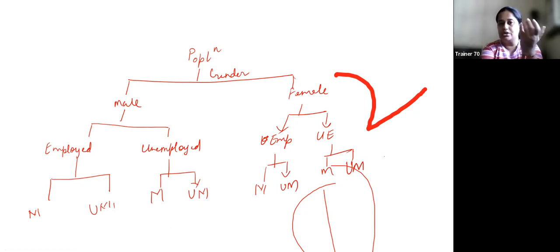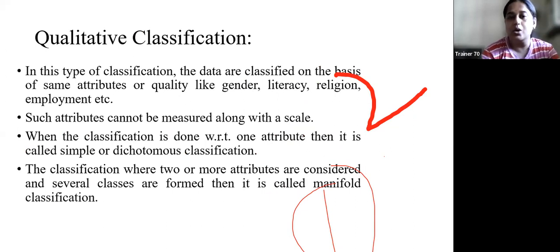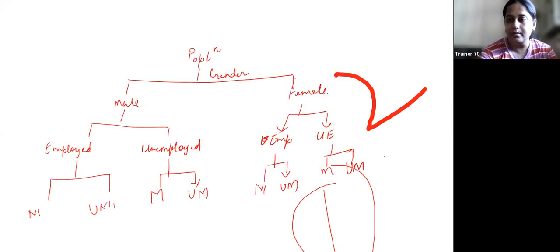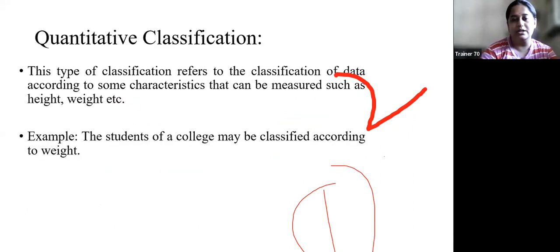First of all, you had a population. We divided it on the basis of gender, meaning we classified it on the basis of gender, male and female. Then on the basis of employment, we again grouped them as employed and unemployed. Again, we classified the data on the basis of their marital status, married or unmarried. So this is called manifold classification, in which we have used more than one category. And since we have used only qualitative characteristics, this is known as qualitative classification. And lastly, we have quantitative classification.